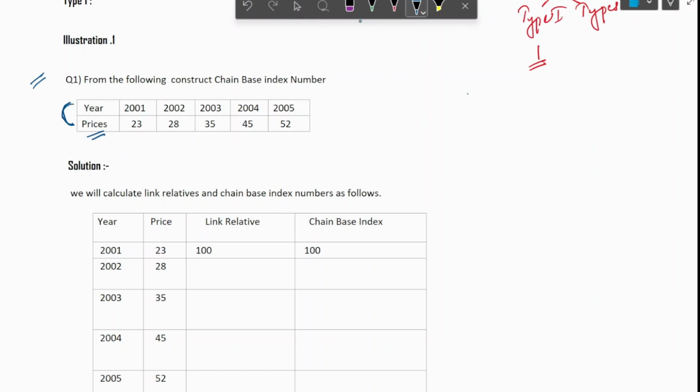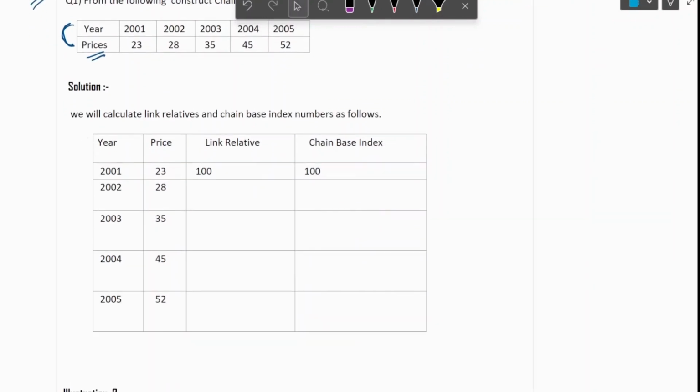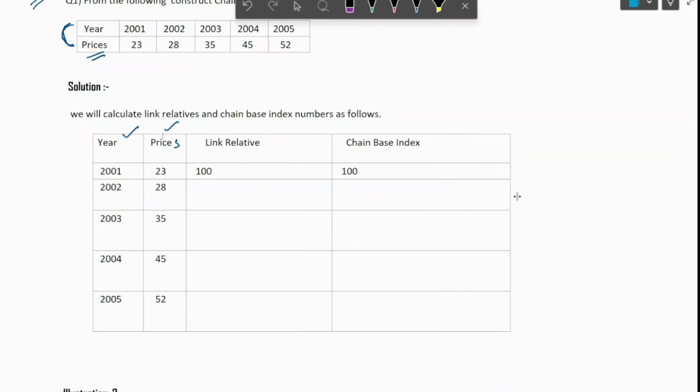Just prepare a table. In that table, there are 4 columns. The first 2 columns are from your question, that is your year and prices. That means here 2001 to 2005, and the prices 23, 28, 35, 30, 45 and 52 are written. The next column is your link relative, and the last column is your chain-based index number.